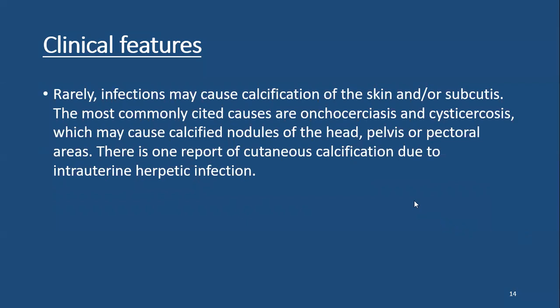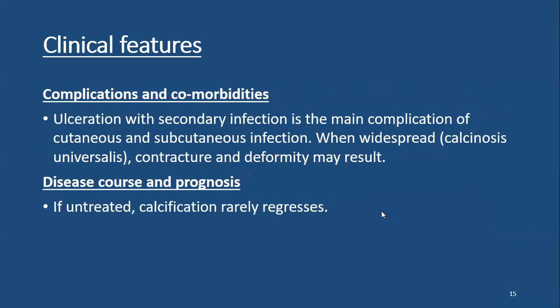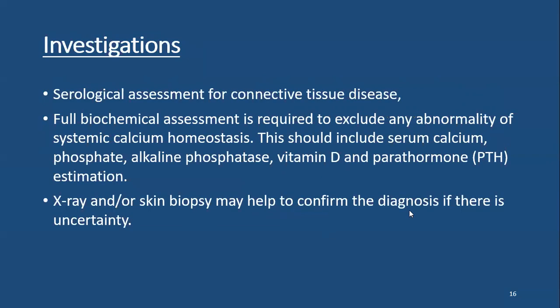There is one report of cutaneous calcification due to intrauterine herpetic infection. Then clinical features. Complications and comorbidities. Ulceration with secondary infection is the main complication of cutaneous and subcutaneous infections. When widespread, that is in calcinosis universalis, contracture and deformity may also occur. Disease course and prognosis. If untreated, calcification rarely regresses.